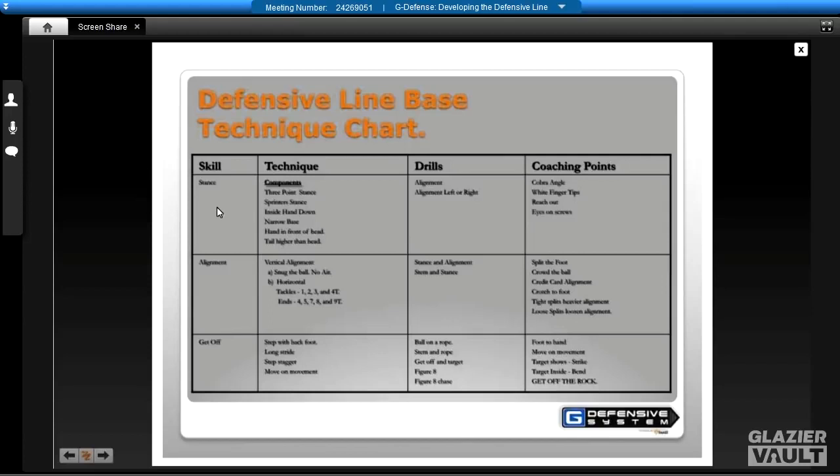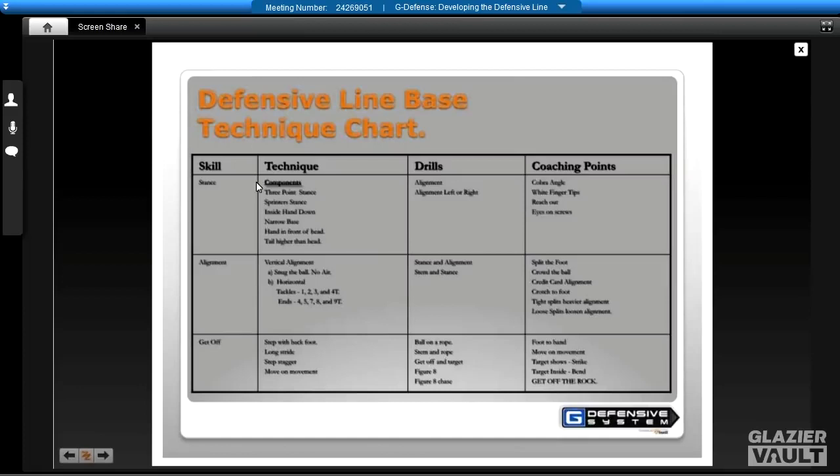If you look over at the skill on the far left, it says stance, and then over here it says alignment, and over here it says get off. In this area, it defines the technique. And then it talks about the drills that we use for that and what our coaching points are.